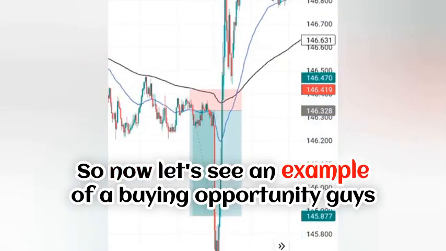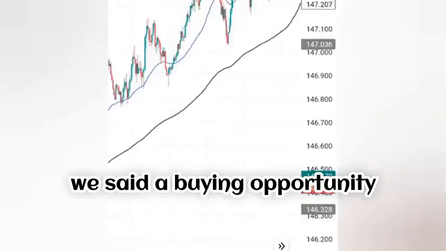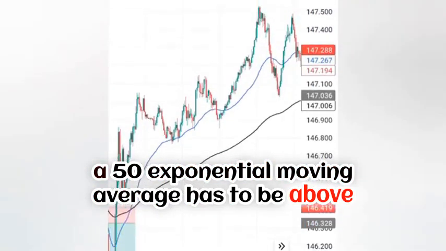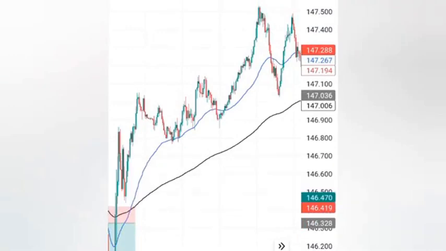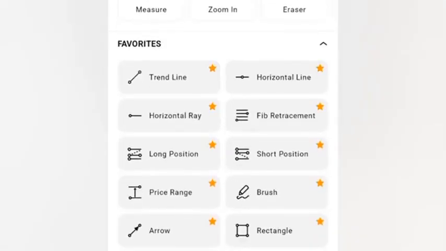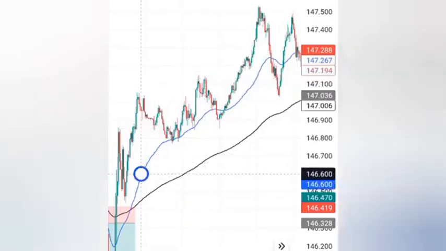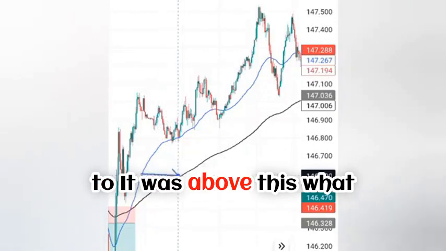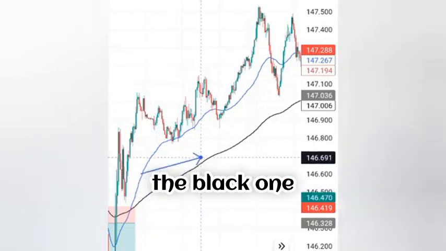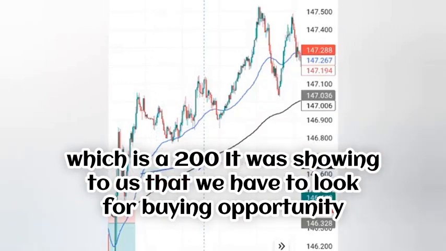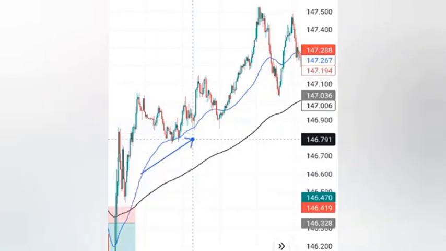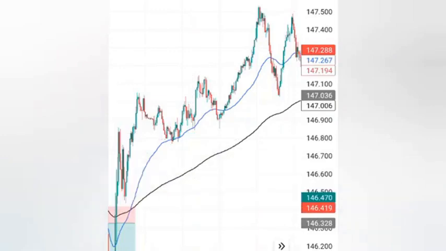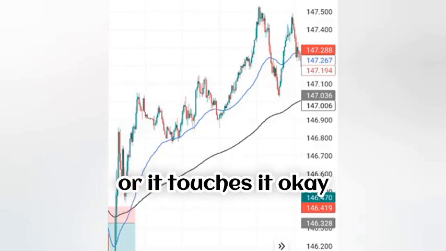Now let's see an example of a buying opportunity, guys. We said for a buying opportunity, the 50 exponential moving average has to be above the 200 exponential moving average. For example, let's see here. You can see this blue one was the 50, and it was above this black one, which is the 200. This shows us that we have to look for buying opportunities, and for us to buy, the candle or the pullback has to come back close to the 50 exponential moving average, or touch it.